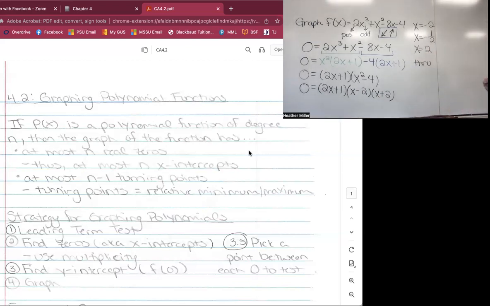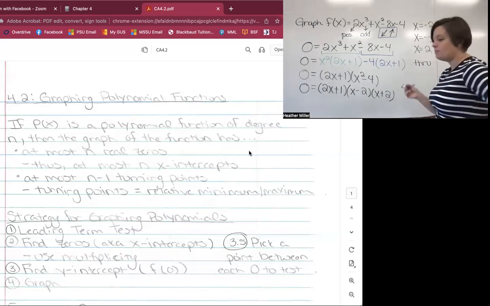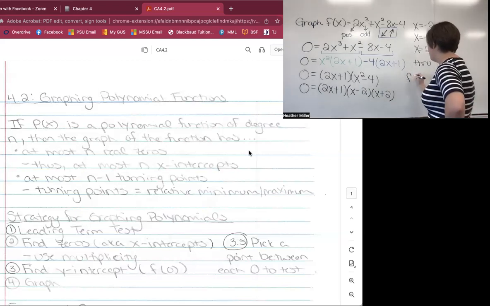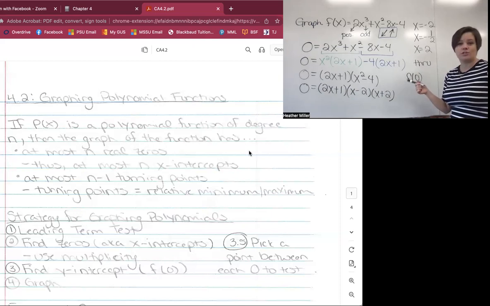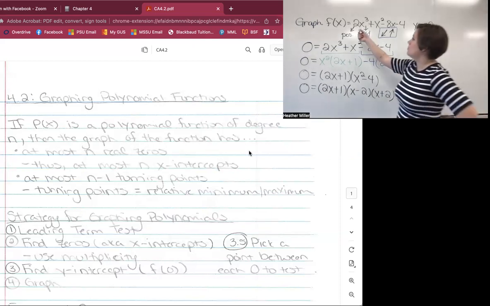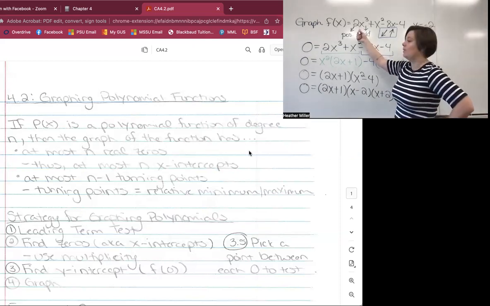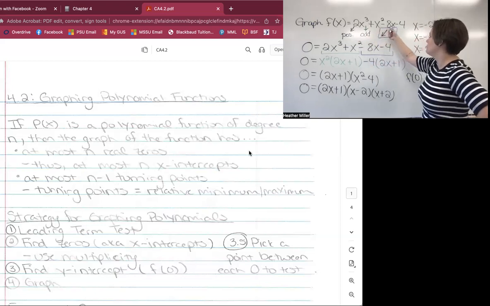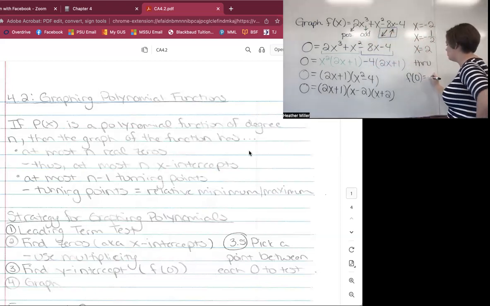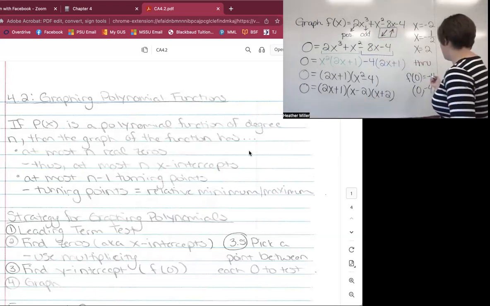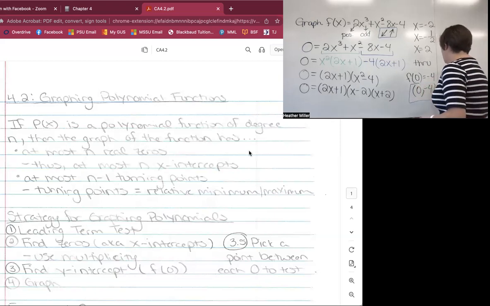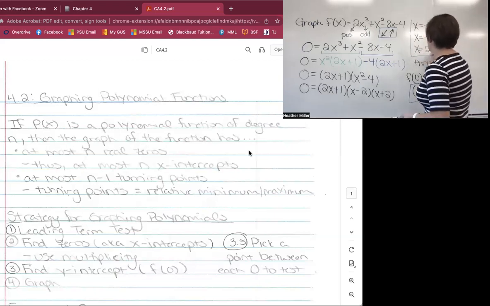Okay. Next, I need to find my y-intercept. And to find my y-intercept, I would find f of 0. And again, finding the y-intercept with a polynomial function is very easy because most of our terms go straight to 0. That would go to 0, 0, 0, leaving us with just a -4. So I would have 0, -4 as my y-intercept. So I have all these different points going on right now, which is really good.